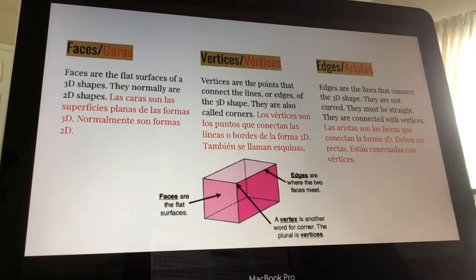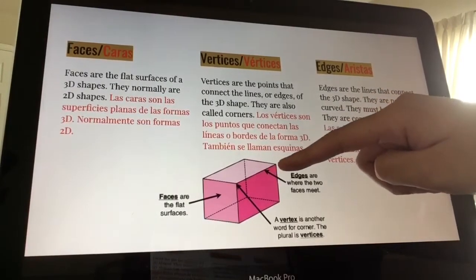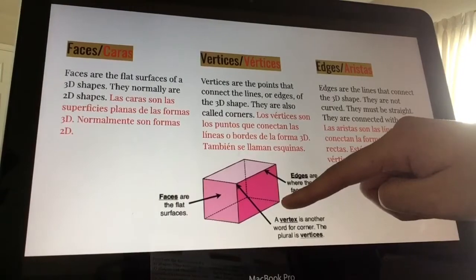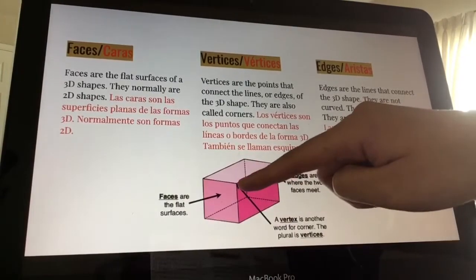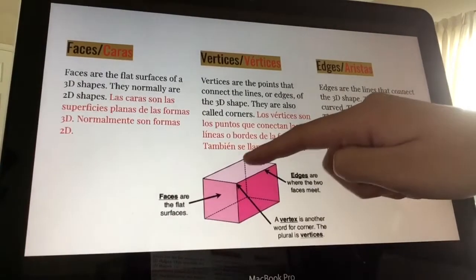Now let's see vertices. Vertices are the points that connect the lines or edges of the 3D shape. They are also called the corners. So like 2D shapes, 3D shapes also have vertices. So in this case, here's one vertex, here's another one, another corner, another one, and the back part, another one. So they are the corners of a shape.